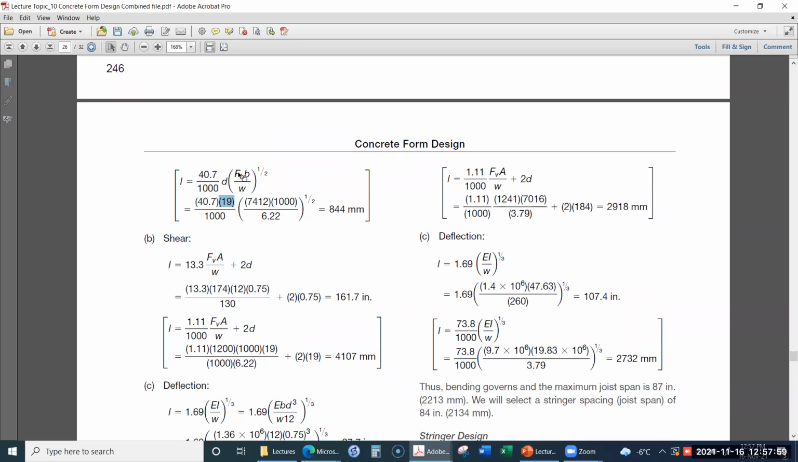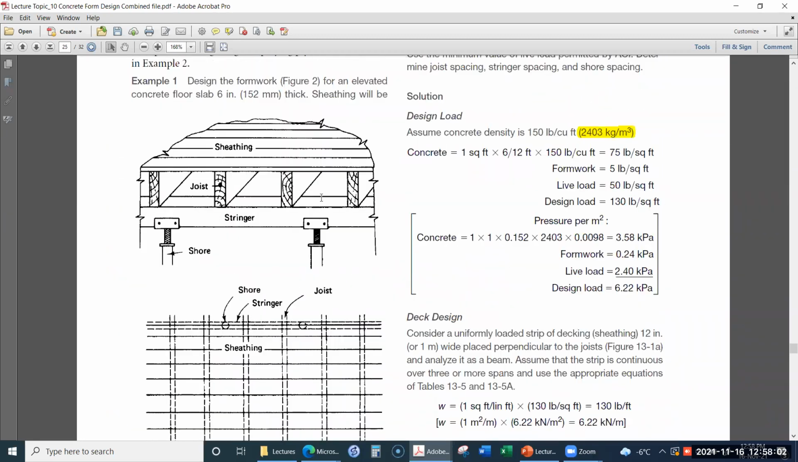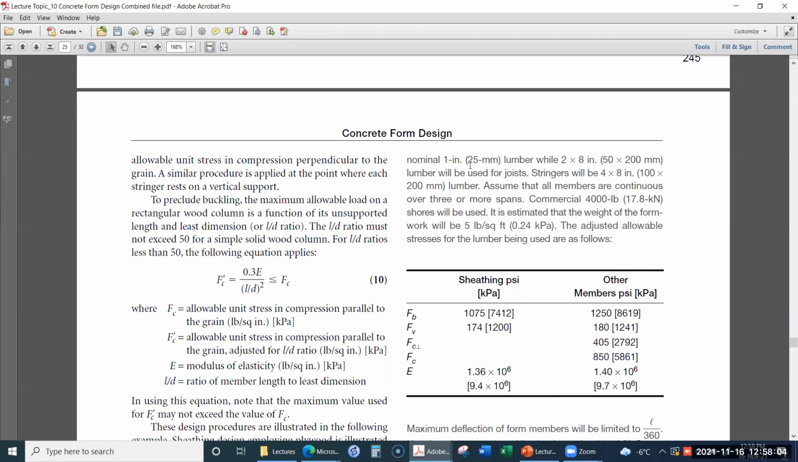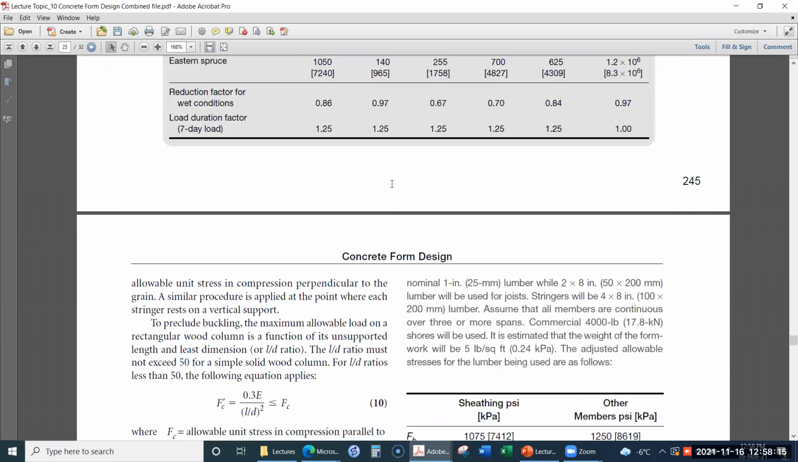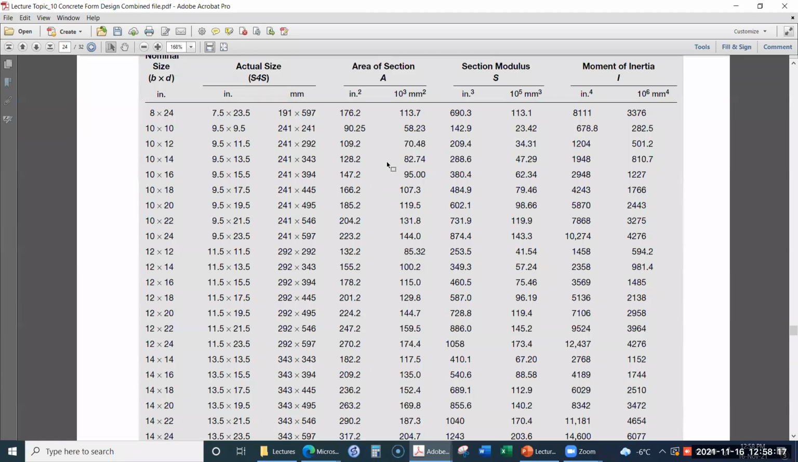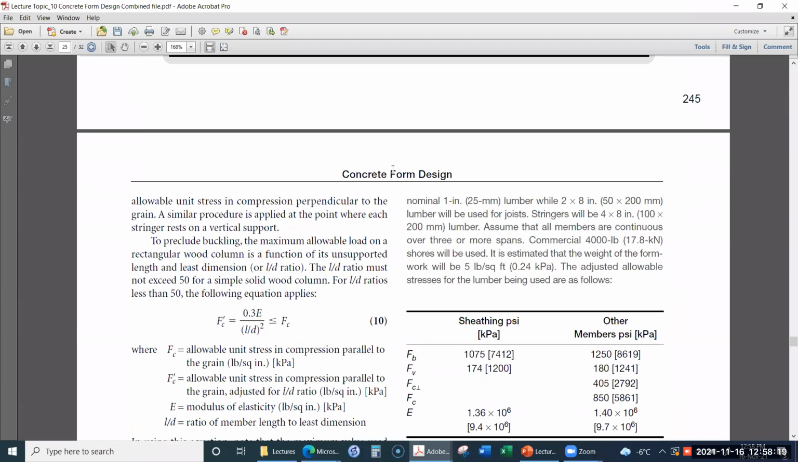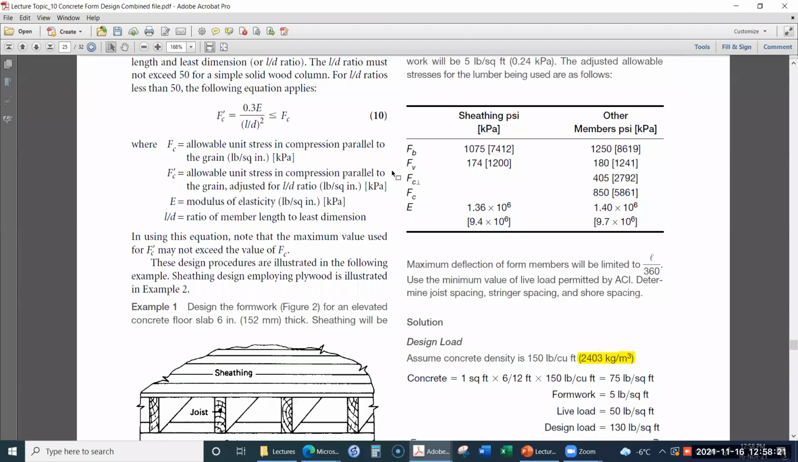Remember that the sheath we are using is 25 millimeter thick. But this 25 millimeter is the nominal thickness. So for this nominal thickness, we need to look at this table.